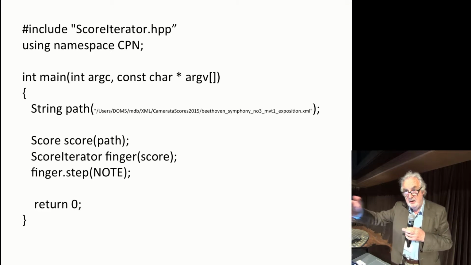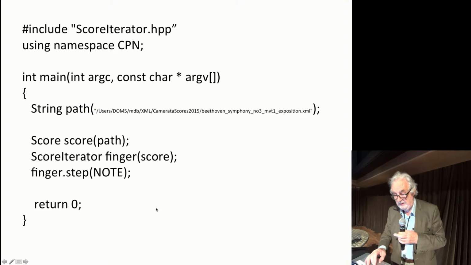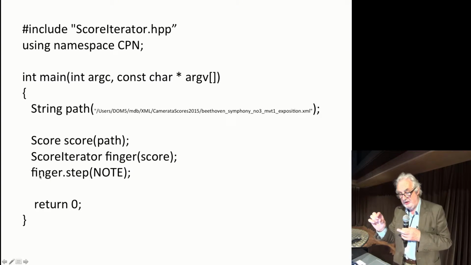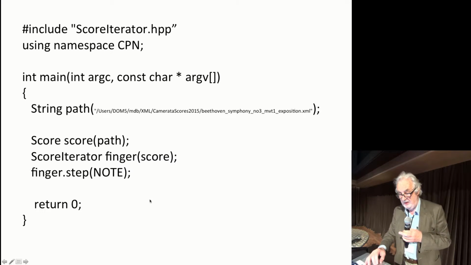The score iterator can be moved around the score. So I've moved it here, I call the score iterator finger here. And it's score iterator finger of the score, which in turn is Beethoven's Third Symphony, first movement, exposition. And the first action taken here is to move finger to the first note in the score. Now, what I'm going to show you on the next slide would be the bit that goes in here between finger and return 0, just to fit it on the screen.